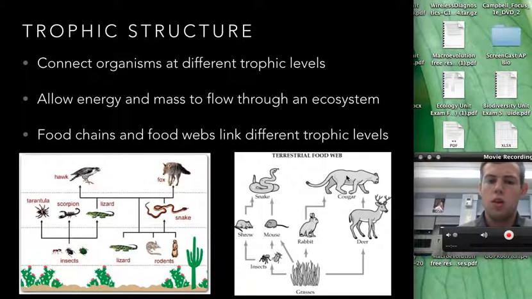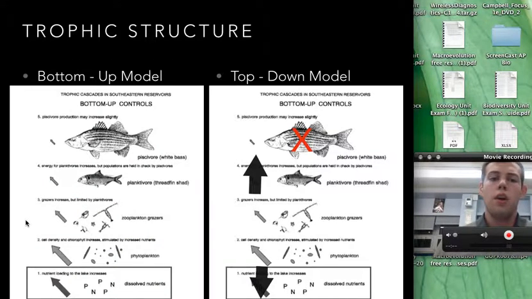Okay? So these food chains that you guys look at, these food webs that we've got going on, can be extremely complex within these environments. They are what link together all these different trophic levels. Okay? Now, if we want to model this, there are two ways. We have the bottom-up and the top-down model.